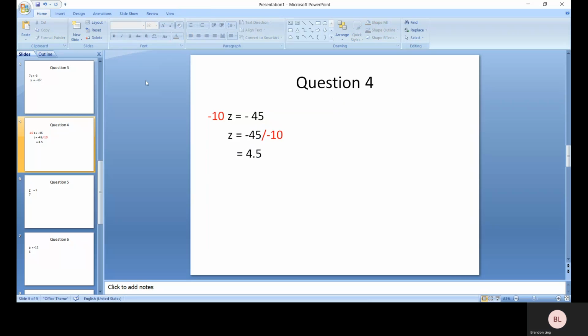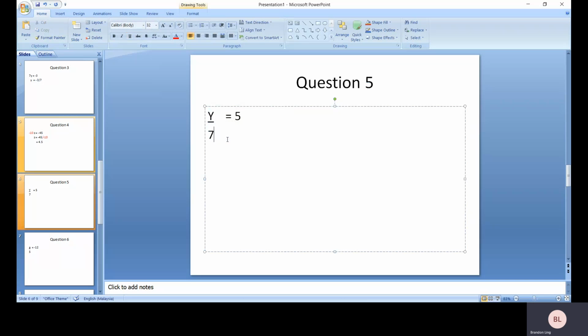Here you have y divided by 7. If you have a divide here, when you move it to the other side, you need to multiply. So with the 5 untouched here, you need to multiply by 7. The reason is that this is a division, and when you move it to the other side, it becomes a multiplication. Therefore, your final answer will be 35.